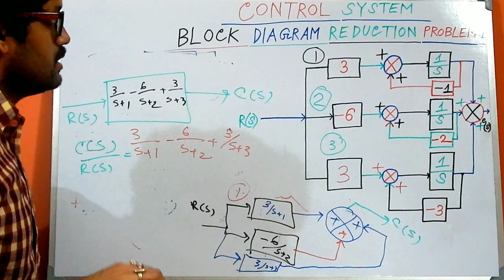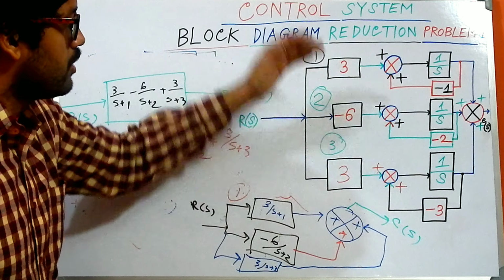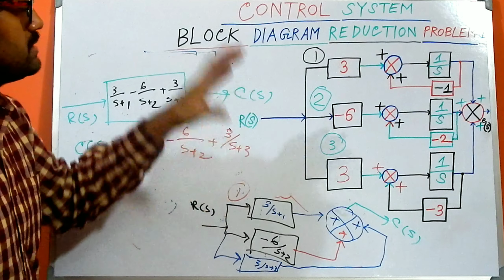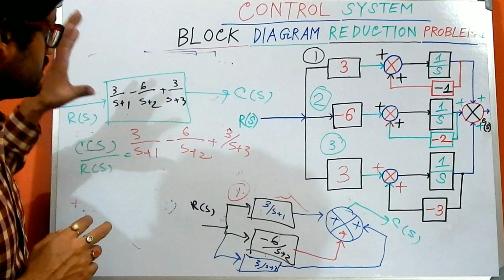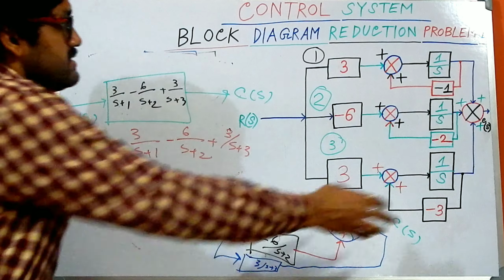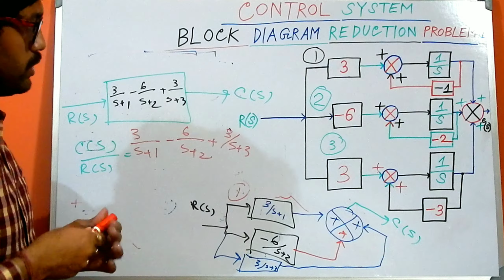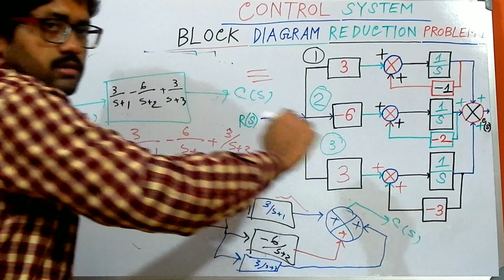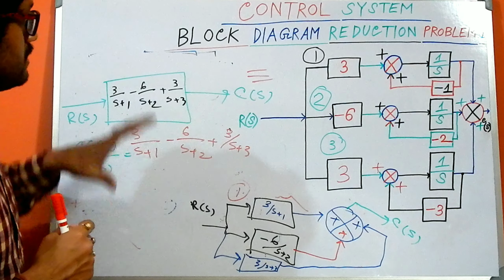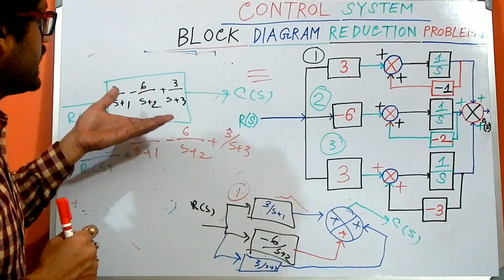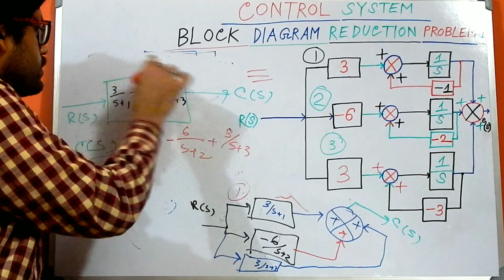Okay, so initially we have 3, 3, 3, so 9 blocks are present for our initial problem, but by using the block diagram reduction method I have used only one block which is equivalent to this circuit. Okay, so this circuit is nothing but this circuit. So these two are the same. This circuit is equivalent to this circuit. So I have perfectly reduced it by using the block diagram reduction method, and the reduction process is very successful, as my final block has only one single input and output, and only one transfer function is present over here.